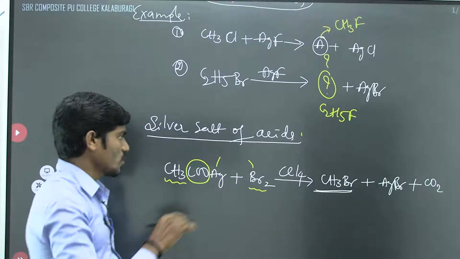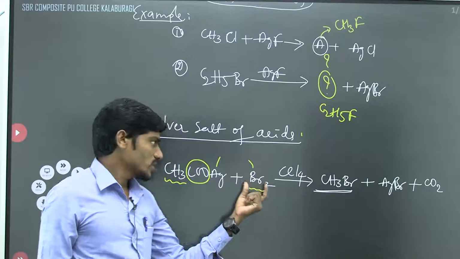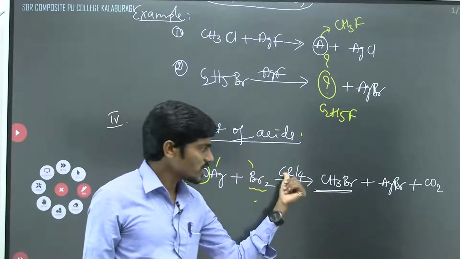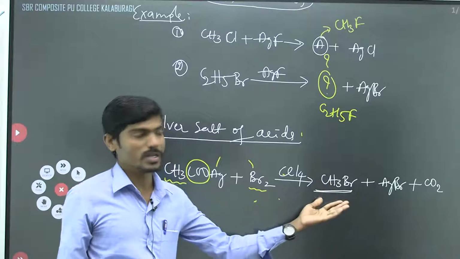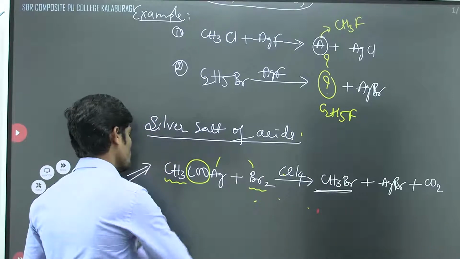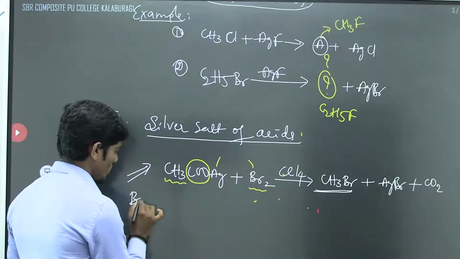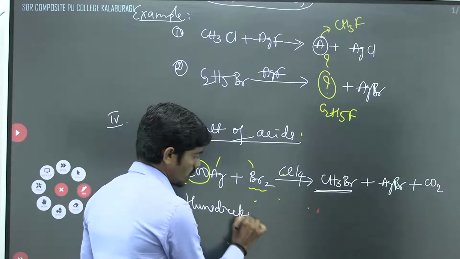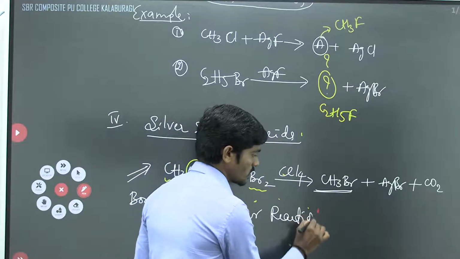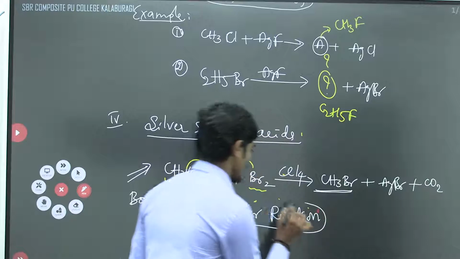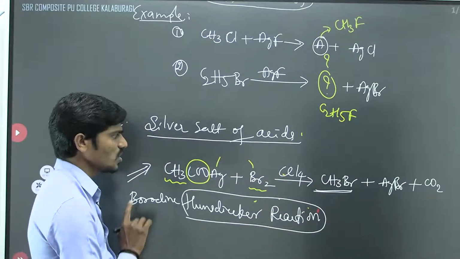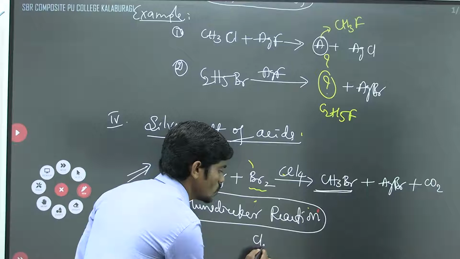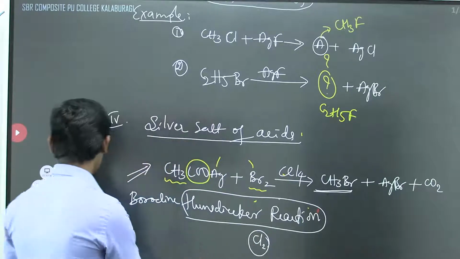So here bromoalkanes are prepared. When halogen is added to the silver salt of acid in the presence of carbon tetrachloride, that gives rise to haloalkanes, bromoalkane. This reaction is known as the Borodin Hunsdiecker reaction, or simply the Hunsdiecker reaction. In this Hunsdiecker reaction, we can get the product by using Cl2 also.